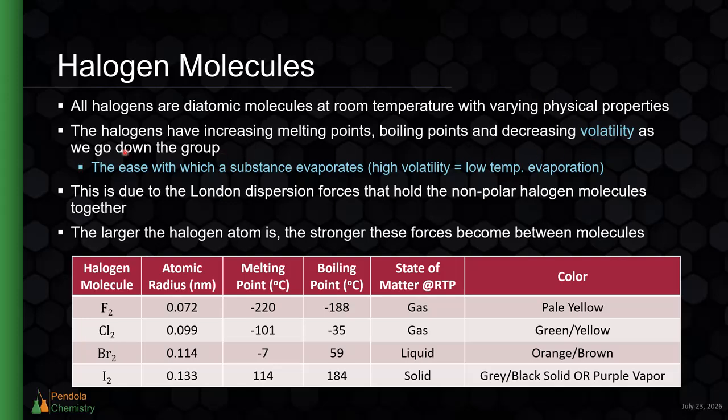So as we go down the groups, these get less volatile, meaning the melting points go up, the boiling points go up, meaning they're less likely to evaporate and less likely to be gases. That's why if we look at the state of matter, we go from gases to liquids to solids. This is mainly due to the London dispersion forces that hold these molecules together.